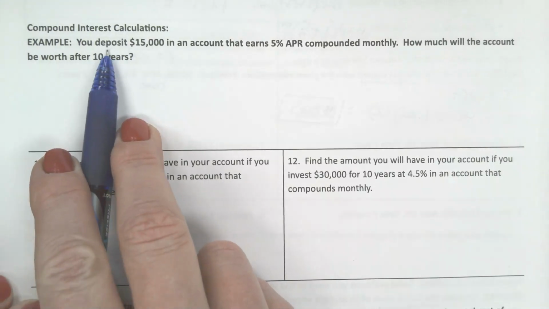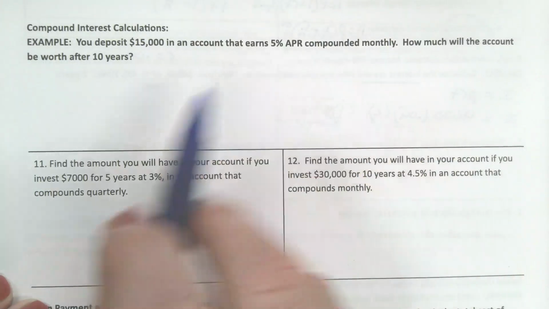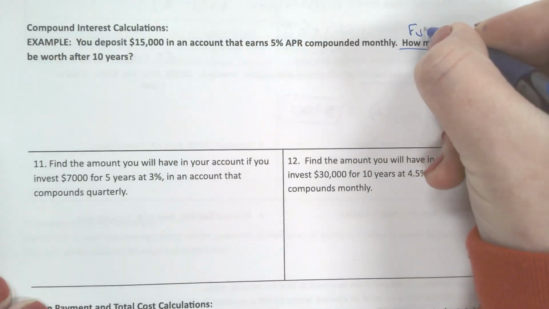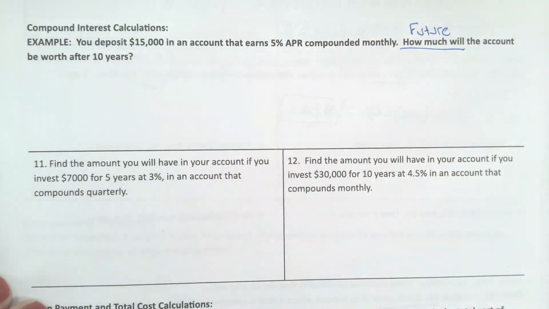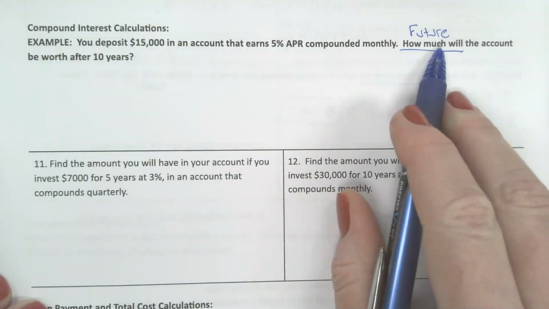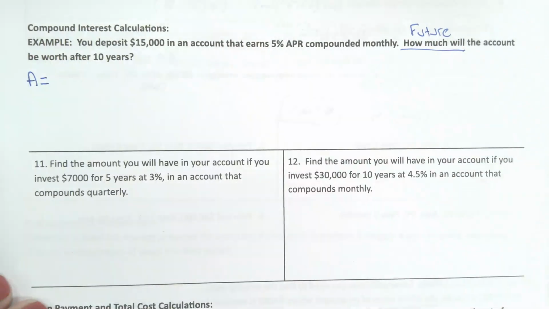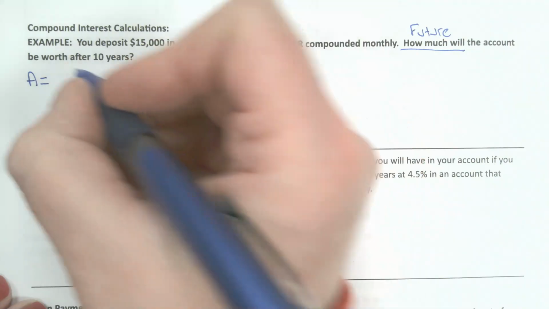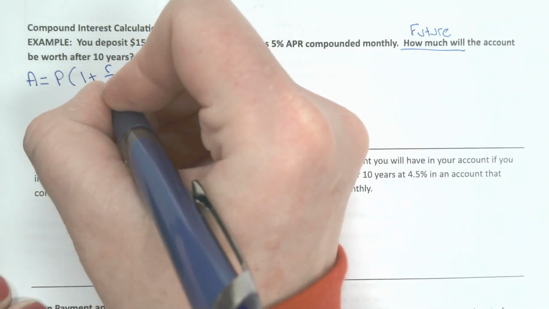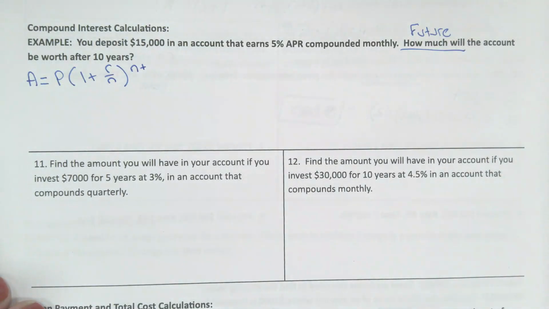I'm going to deposit $15,000 in an account that earns 5% compounded monthly. How much will be in the account? So that's talking about a future amount after 10 years. I see the word compound and I see future, so that tells me I'm using the compound interest formula. A equals P(1 plus R divided by N) to the NT.